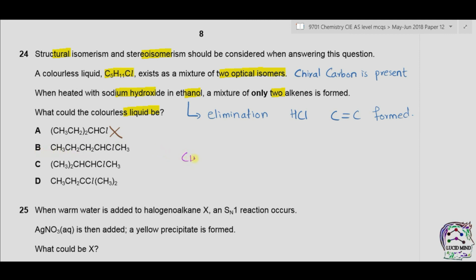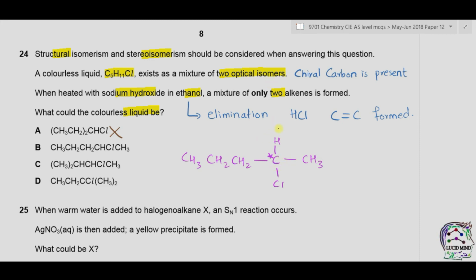Let's draw the structure of B. We have CH3, CH2, CH2. Then we have carbon having hydrogen and chlorine. Then we have CH3. As we can see, this carbon is bonded with four different groups. So therefore this is a chiral carbon. So two optical isomers will be formed.